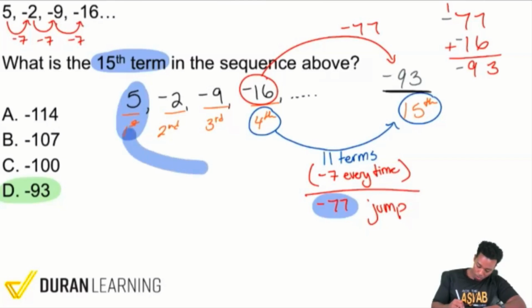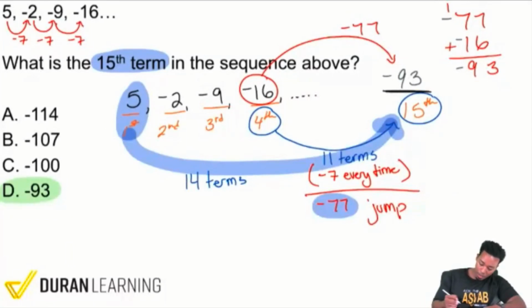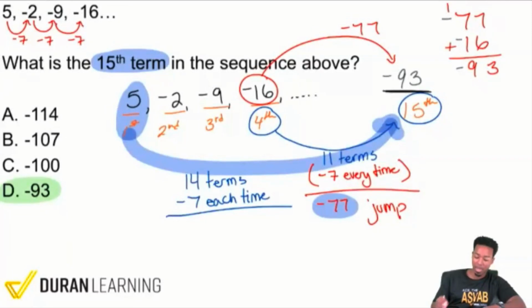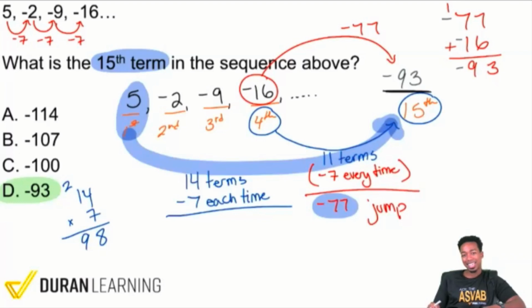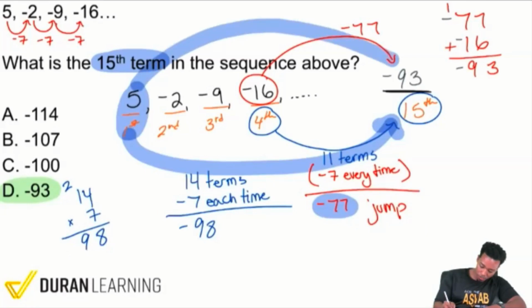It would go from here to there. That would be 14 terms. And then from here, that means we would do -7 14 times. And we'll still get the same answer. So here, 14 times 7, 4 times 7 is 28. 1 times 7 is 7. Add the 2, that's 9. That is -98. So from 5 to the answer, we will subtract 98.